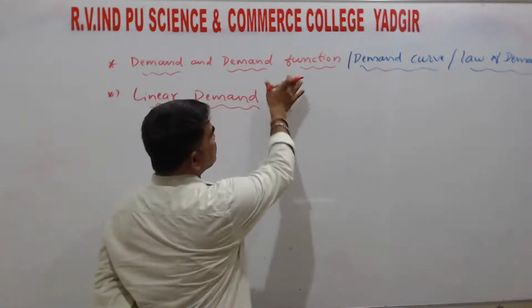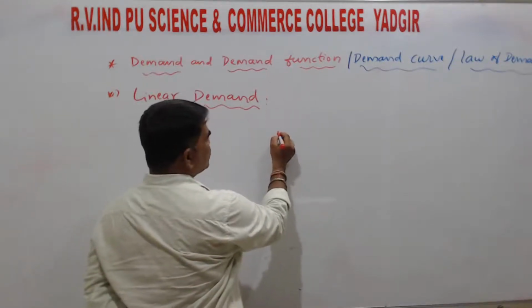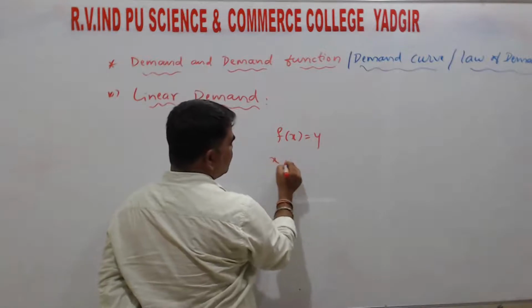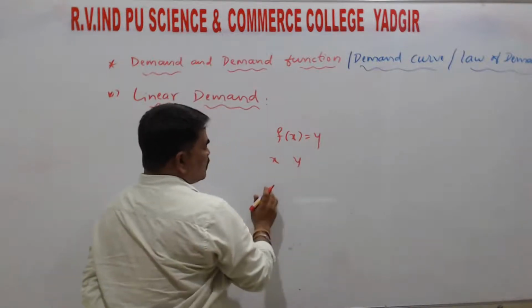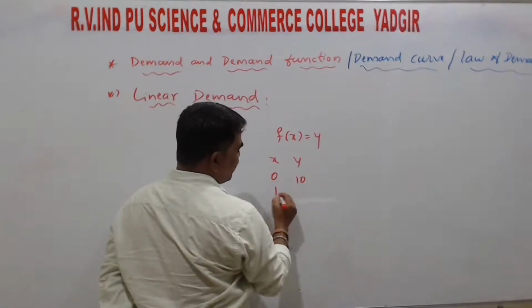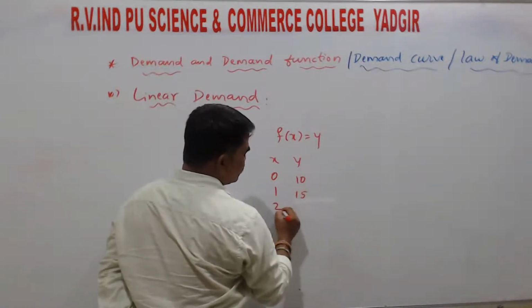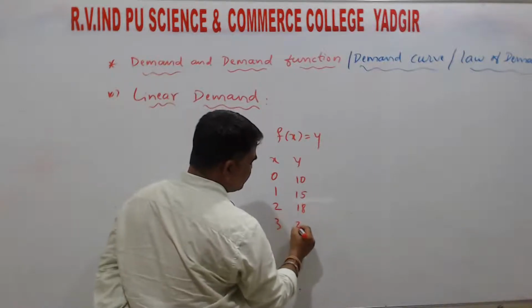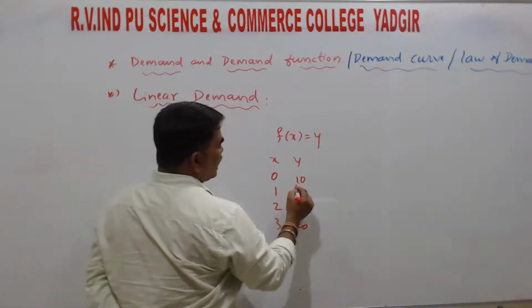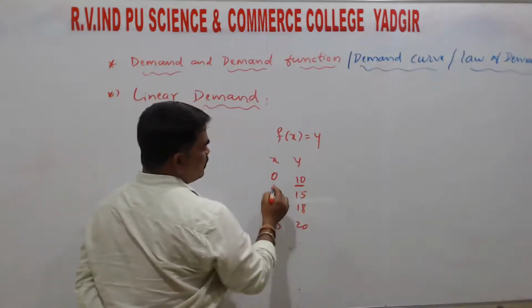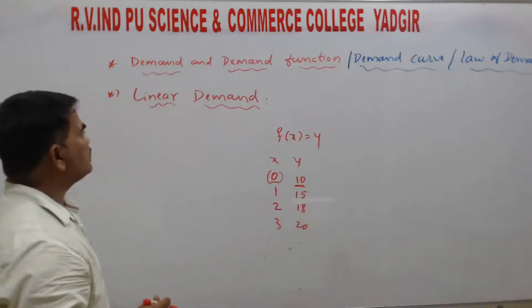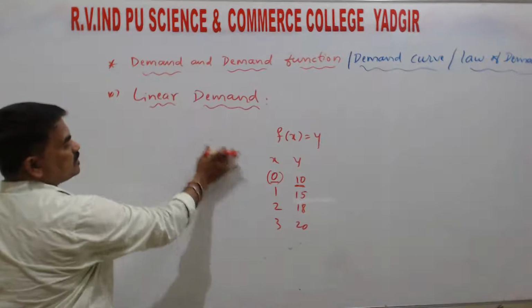So when we were discussing this demand function, I mentioned that f of x is equal to y, and we have given the values of x and y. If this is 0, I have taken the y value 10. If it is 1, this is 15. If it is 2, it is 18. And if it is 3, it is 20, like that. So how did I arrive at these numbers? When there is a 0, how did I arrive at this number?